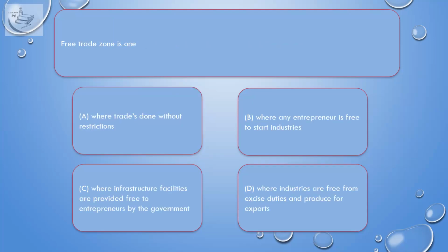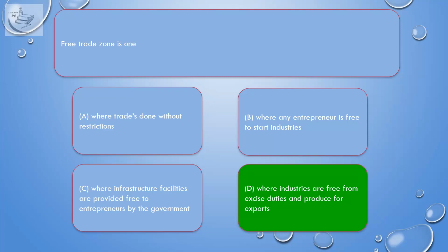Question: free trade zone is A. Where trade is done without restrictions. B. Where any entrepreneur is free to start industries. C. Where infrastructure facilities are provided free to entrepreneurs by the government. D. Where industries are free from excise duties and produce for exports. Correct answer is D. Where industries are free from excise duties and produce for exports.